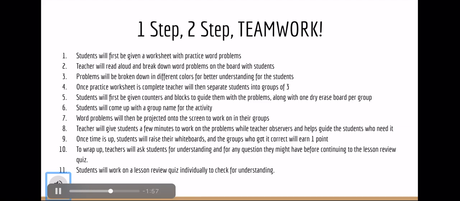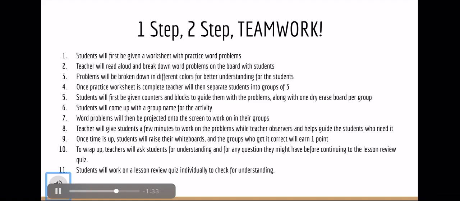Moving down to step 7, word problems will then be projected on the screen to work on in their groups. Each word problem will be given separately, not all of them at the same time. They will be given the first one, and they will be given a certain amount of time to work out these word problems in their groups using counters, blocks, and colors if need be.